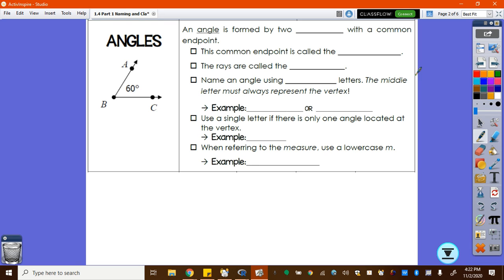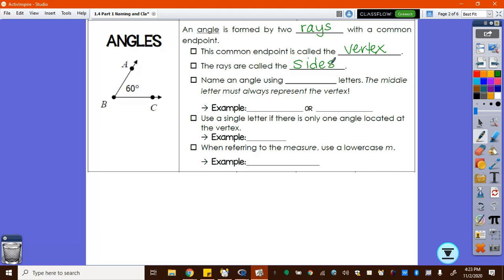Now we're going to be talking about angles. So an angle is actually formed by two rays with a common endpoint. Over here we can see an example of our angle, and they have a common endpoint. The common endpoint is called the vertex. The rays are called the sides. So on each angle, you're going to have a vertex and sides. The vertex is going to be like the pointy part, and the sides are going to be the rays.